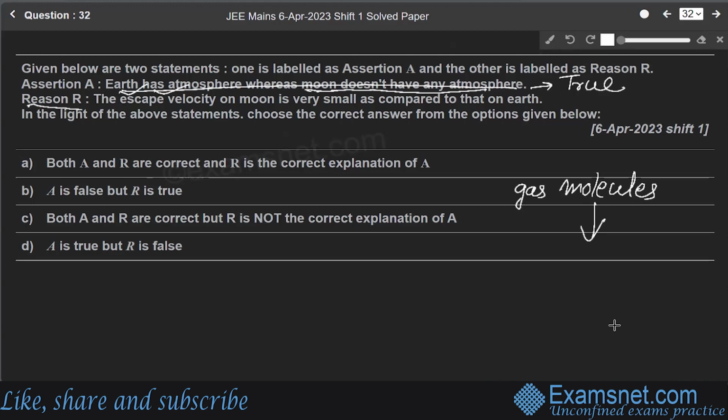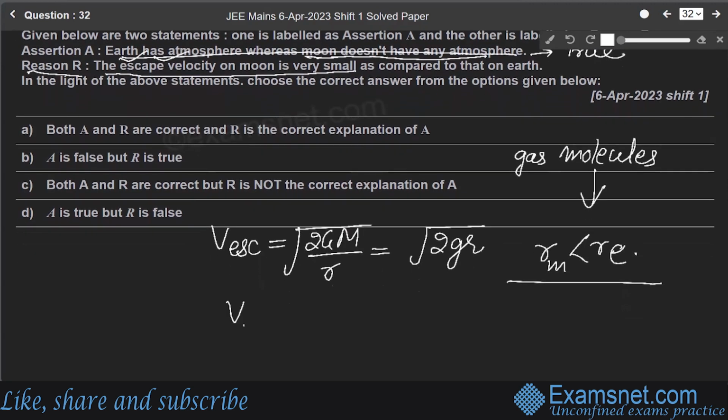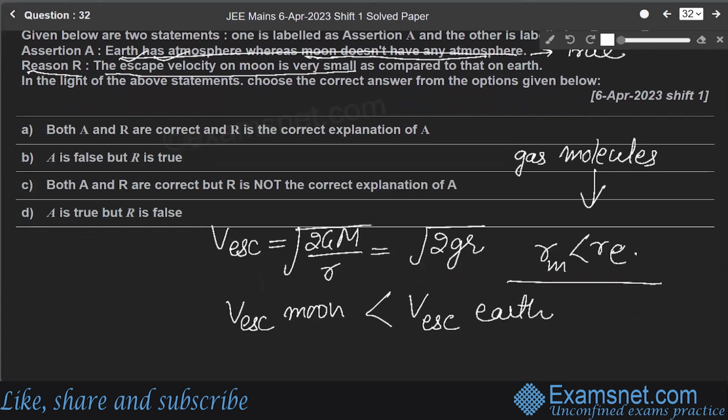And the reason behind this is given as the escape velocity of Moon is very small as compared to that on Earth. Since we know that the escape velocity is equal to under root 2GM over R, that is under root 2gR. So, since the radius of the moon is smaller than the radius of the Earth, we find that the escape velocity of moon is small as compared to the escape velocity of the Earth. So the atmosphere escapes out from moon as compared to that of the Earth.